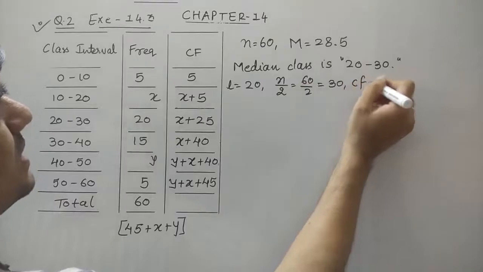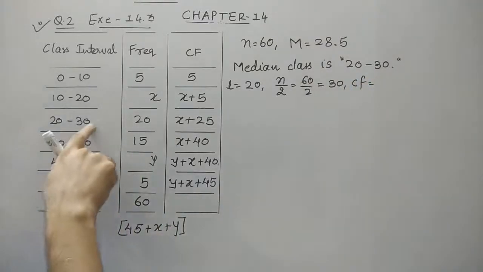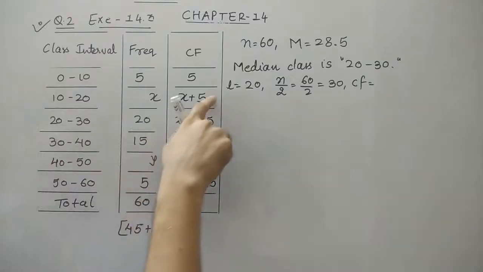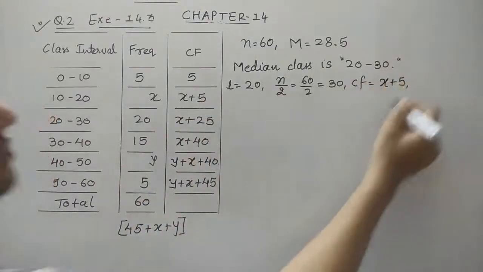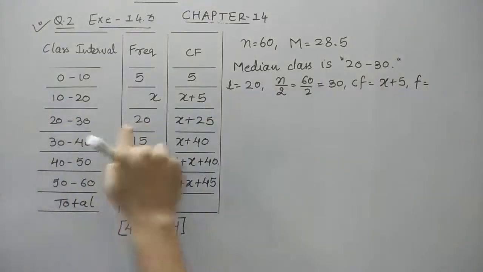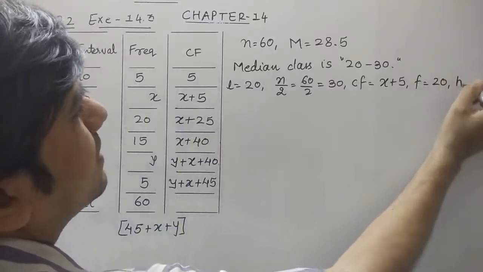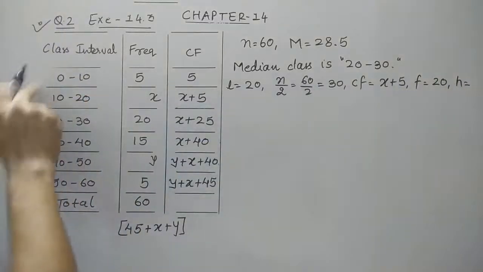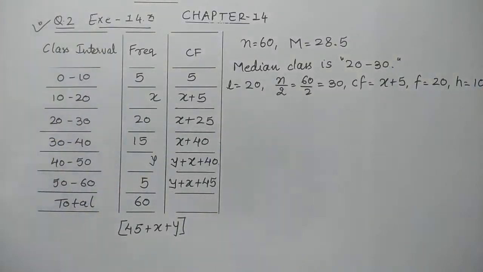Then CF is the cumulative frequency of the class preceding the median class. As it is the median class, the preceding is x plus 5. The frequency f is that of the same class, 20. And the value h, that is the class length, is 10. So all the values are obtained here, we have got all the values.